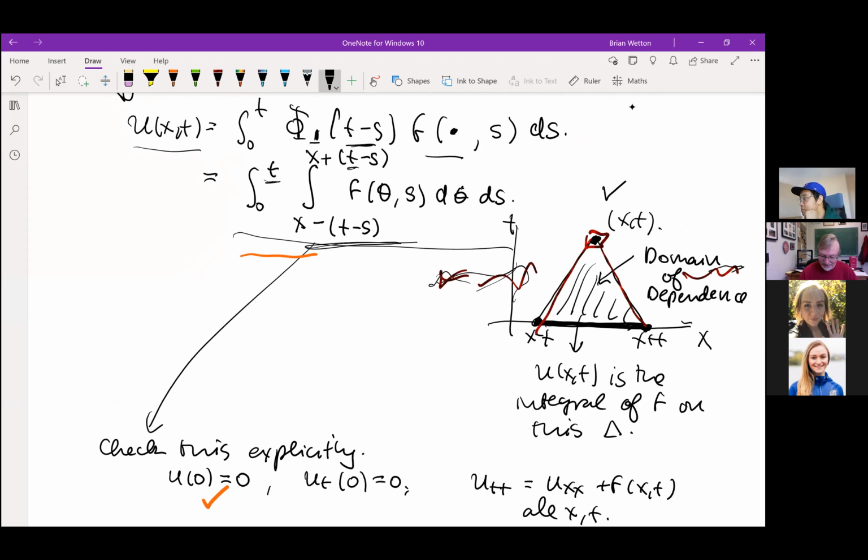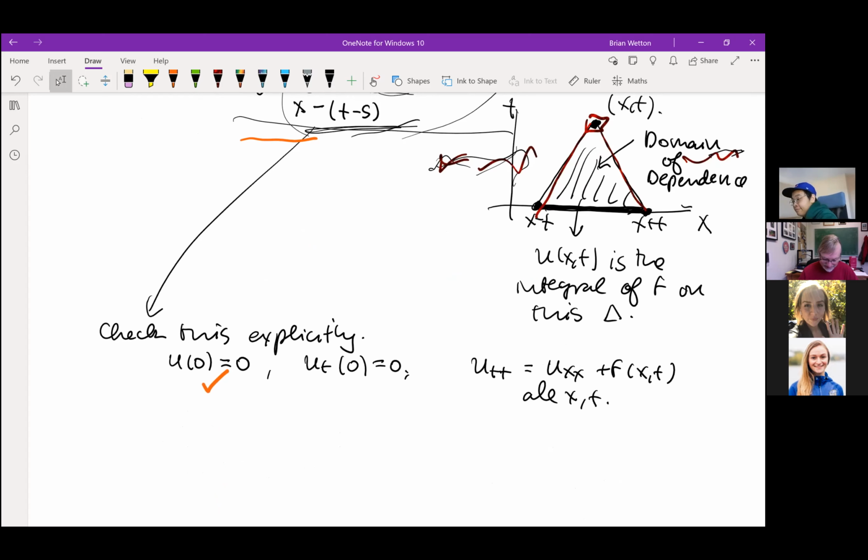I'll get the argument at time s equal to t. And then I'll also get something where I have to take the derivative with respect to t of this stuff. Well, there's no actual t inside, so the only contributions there I'll get from the upper and lower limits. Okay, so let's see how that goes. So I'm going to take u_t.